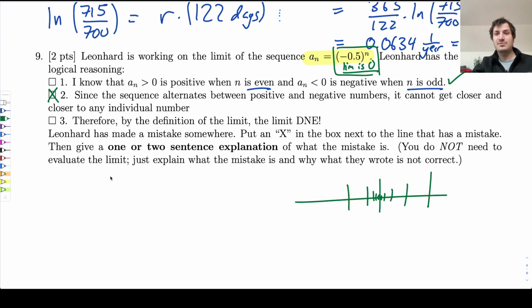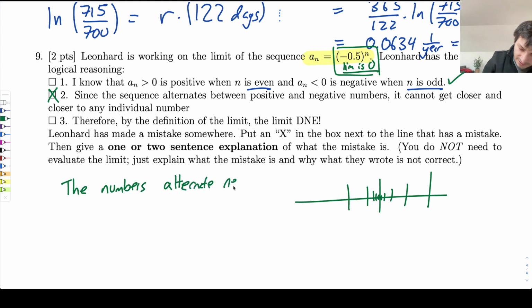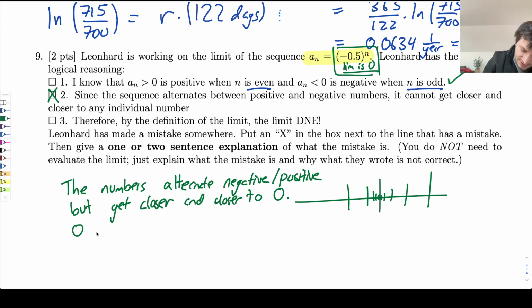Give a 1 or 2 sentence explanation. I think you could say the numbers alternate negative, positive, but get closer and closer to 0. 0 is close to both positive and negative numbers.